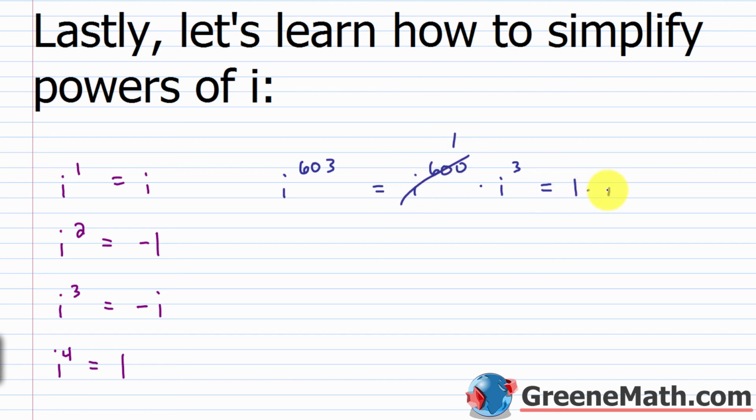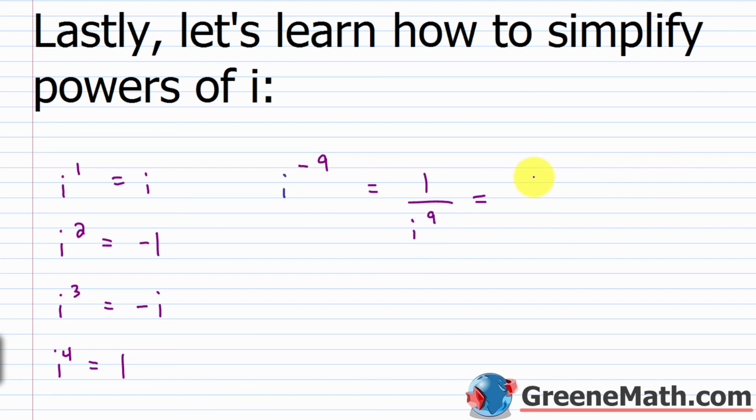So this is 1 times i cubed. And i cubed, if I look at my little chart, is negative i. Okay, very, very simple. As another example, let's say we looked at something like a negative exponent. Let's say negative, I don't know, 9. What do we know? With negative exponents, we write 1 over i to the 9th power. So the same rules apply here. We think about simplifying this.